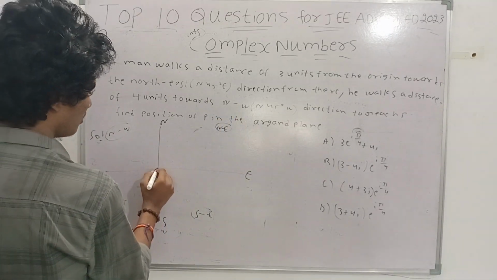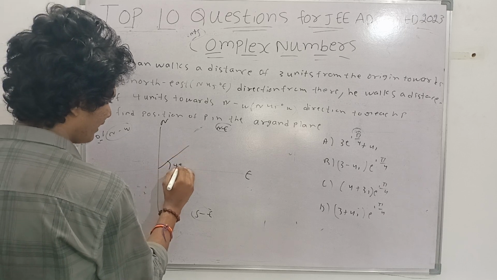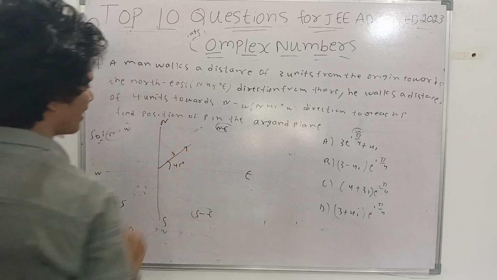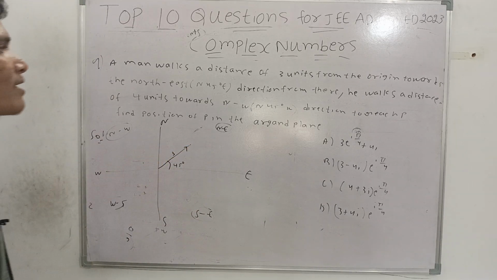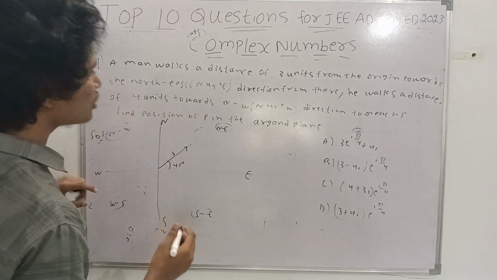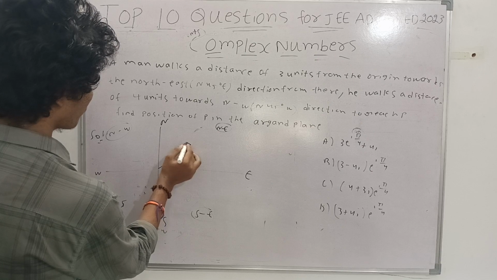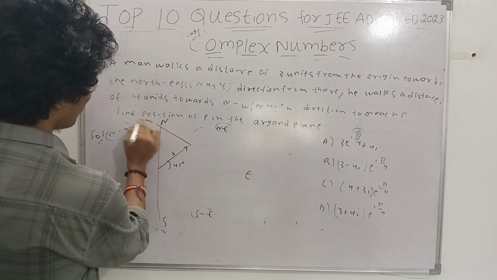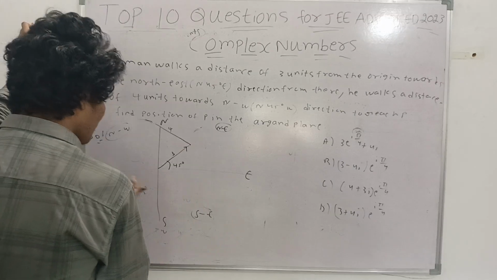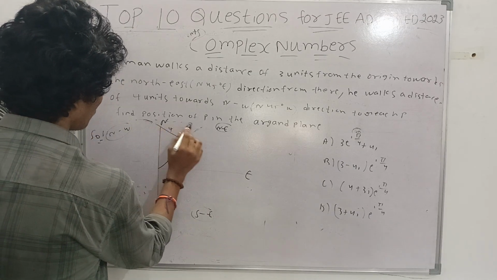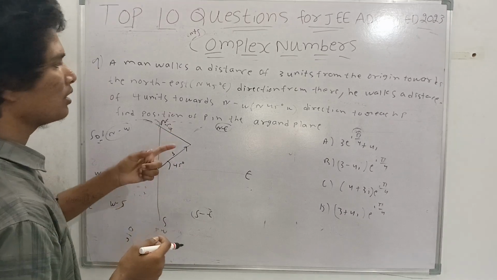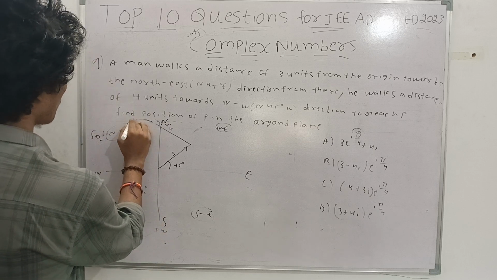In this direction he is moving from the origin, making a 45 degree angle, and he reached here. How many units did he travel? 3 units. From this point, he moved a distance of 4 units towards northwest. Like this he moved, 4 units, making a 45 degree angle with the northwest. This angle is 45 degree.